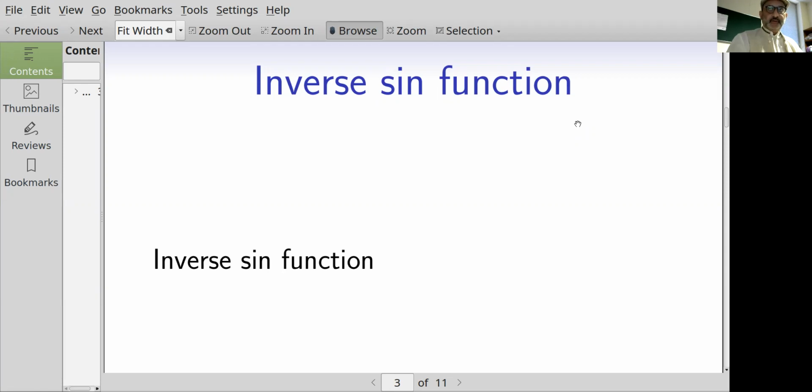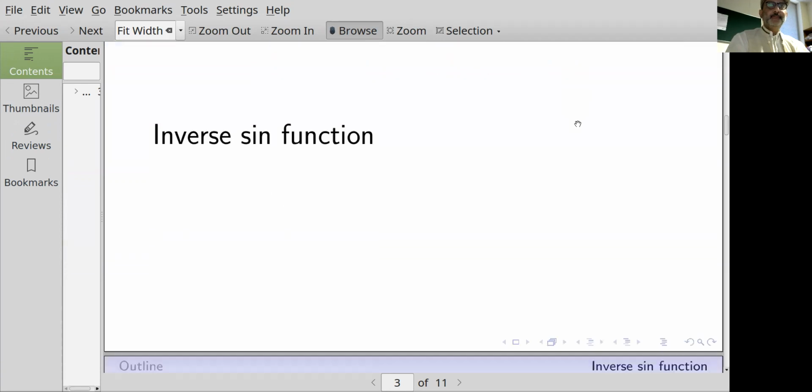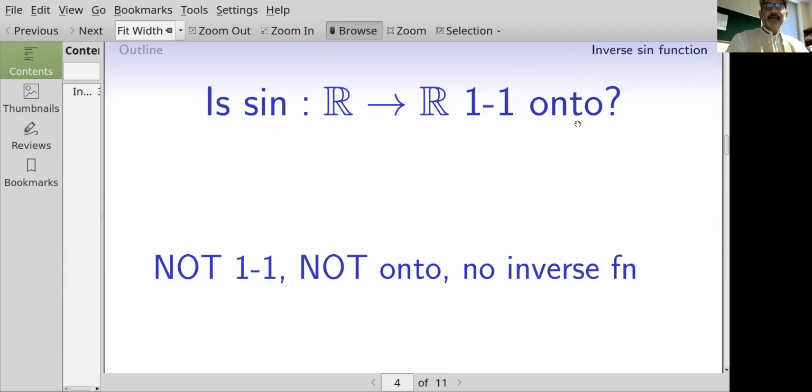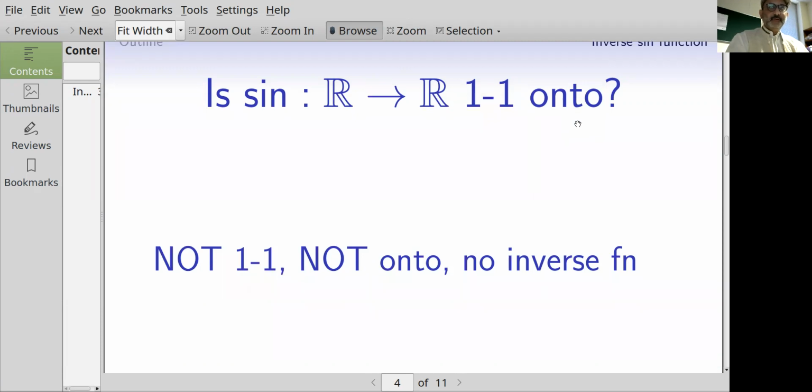Okay, so the last segment is on finding the derivative of the inverse sine function. If I think of sine as a function from reals to reals, then it isn't one-to-one and onto, so I have to restrict its domain. And we'll see that with all the other trig functions that we need to find derivatives of, and the derivatives of their inverse functions, we're going to have to restrict their domains and ranges.